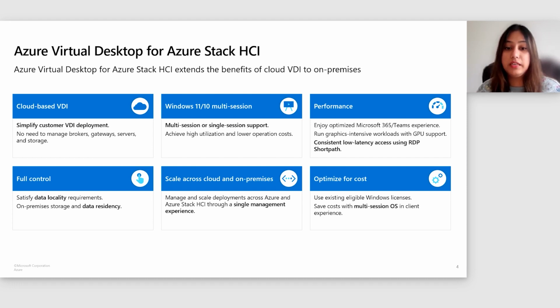Microsoft 365 and Teams are optimized to provide the best experience for our users. With RDP Shortpath, users can get a consistent low latency access to their session host. So imagine if your users and your session host were on the same network, either because they were both on-premises or connected over a VPN. RDP Shortpath basically short circuits that communication and provides for a great low latency access. These were some of the benefits of using Azure Virtual Desktop on Azure Stack HCI.